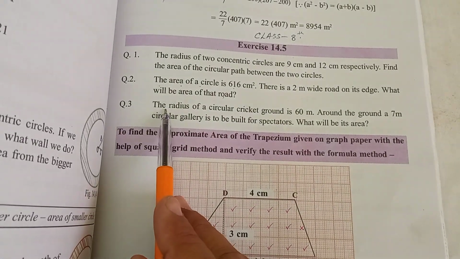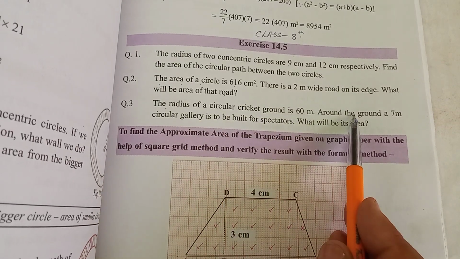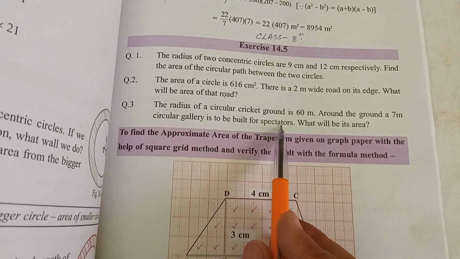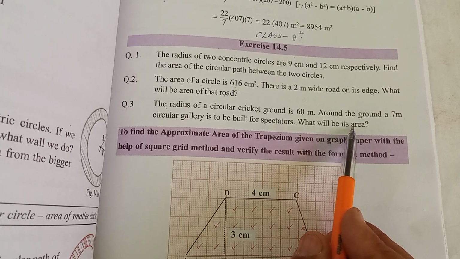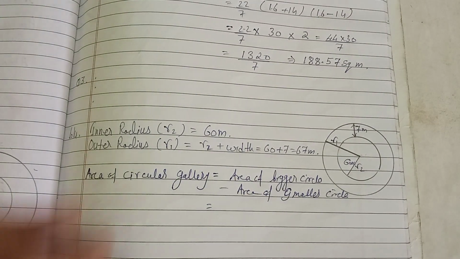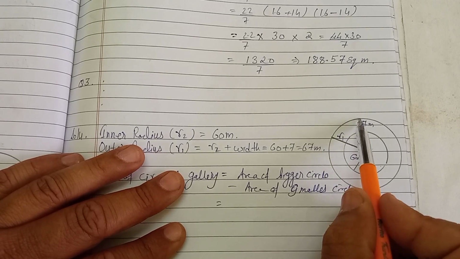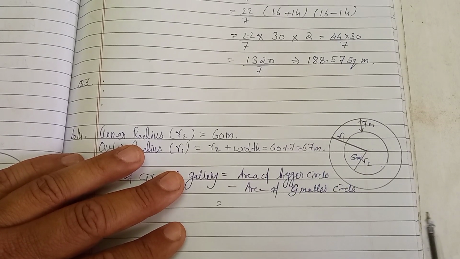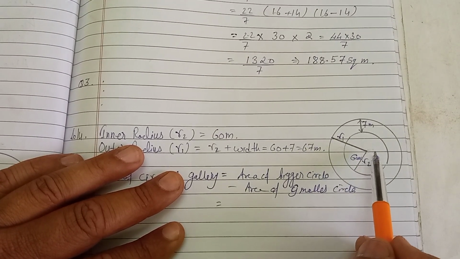See the third question. The radius of a circular cricket ground is 60 meter. Around the ground, a 7 meter wide circular gallery is to be built for spectators. What will be its area? We have to find the area of the gallery. First we have to draw a figure and then we can find the area. This is the ground. After that, 7 meter, a circular gallery is made for the spectators to sit and watch what is going on in the field.